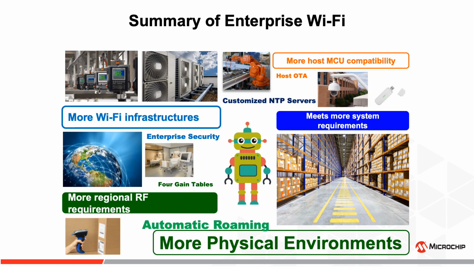So just summarizing all the benefits of the enterprise software, you have more Wi-Fi infrastructures that are supported. You can go from a personal area network to now buildings and campuses. We have customized NTP servers. We have more regional RF flexibility to match what the regulatory is in those environments. We can meet more system requirements. So if you're trying to deploy your device in different geographies, in different physical types of locations, we give you more flexibility to do that.